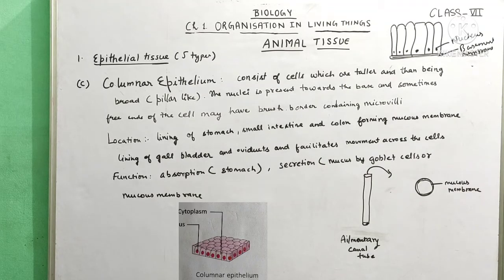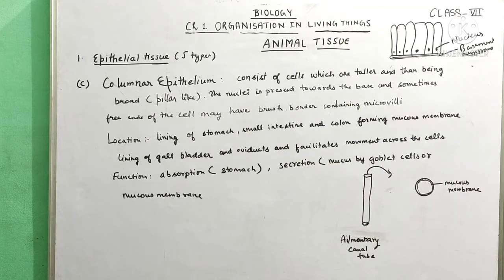Looking at the structure, just look at the diagram made near class 7th. When you look at the diagram, the cells appear pillar-like or column-like, and inside each cell a nucleus is present towards the basement membrane. So this is the structure of the columnar epithelium. Sometimes in a columnar epithelium, the free end may also possess microvilli or a brush border type of structure, which will increase the surface area.